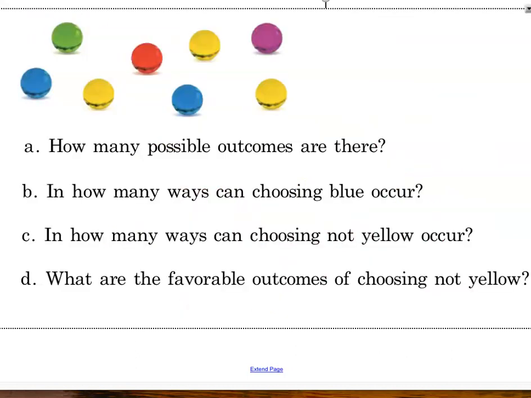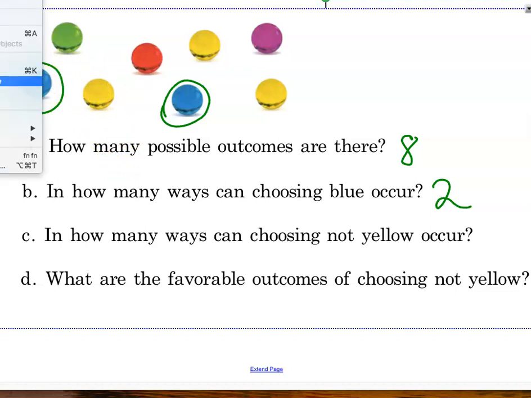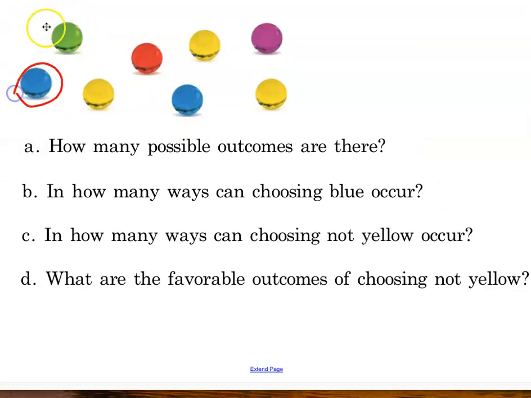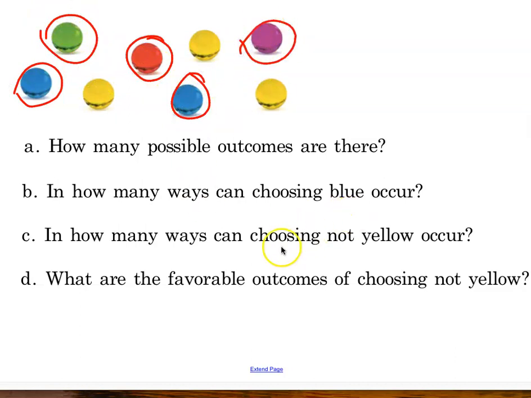So let's look at the next example with the marbles. If you count the total number of marbles at the top, you will see there are 8. So there are 8 possible outcomes in this experiment. In how many ways can you choose blue? Well, you'll notice there are 2 blue marbles. So there's 2 ways that you could choose blue. In how many ways can you choose not yellow? So now when you want not yellow, you want anything but. So you can choose a blue, you can choose a green, a red, a blue, and a purple. So there are 5 ways to not choose yellow.